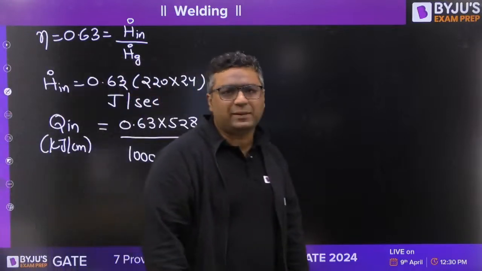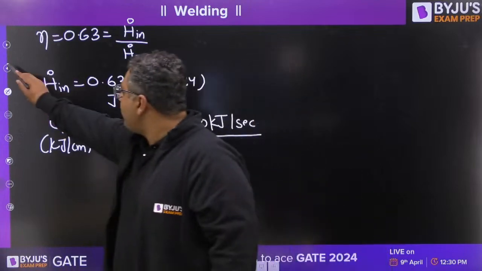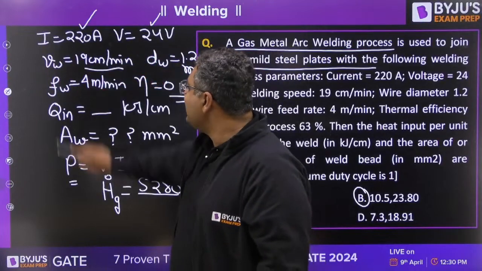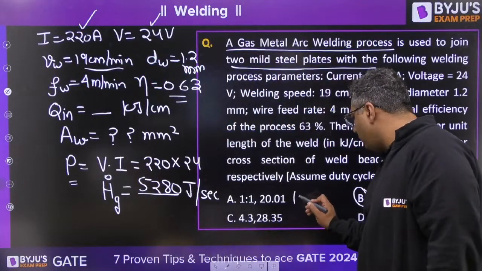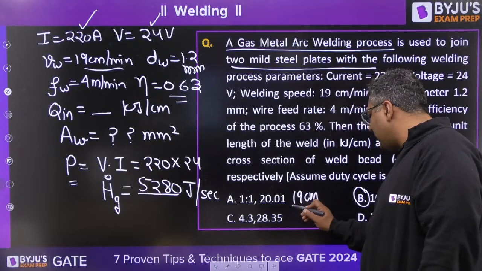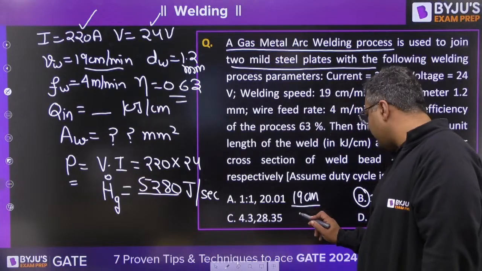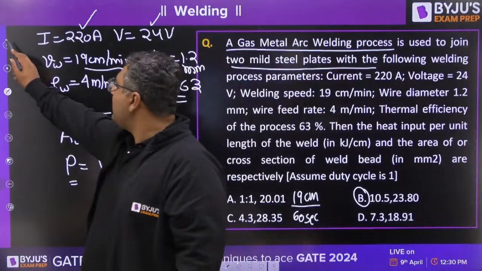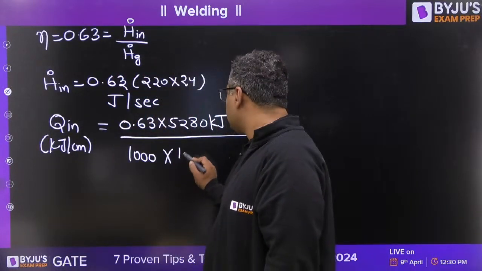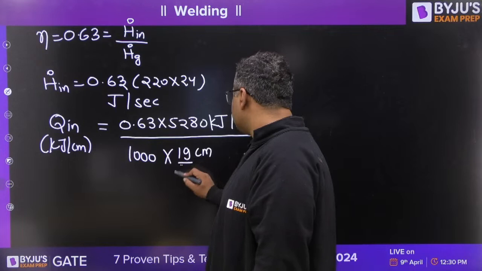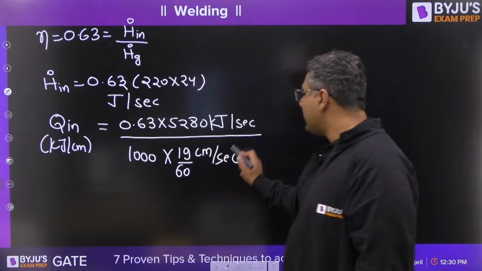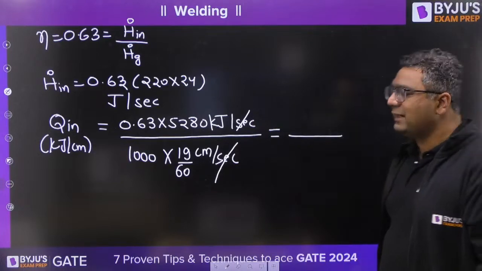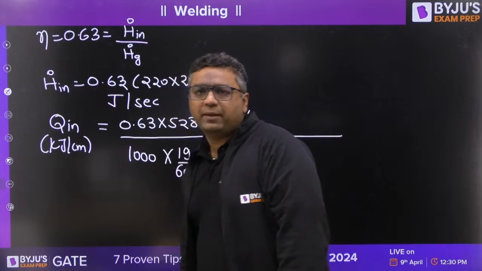Now it becomes kilojoule per second. Now we already have the velocity, the speed. Speed is nothing but 19 centimeter per minute. First of all, we need centimeter per second, so 1 minute is 60 seconds. So we put 19 centimeters in 60 seconds. The second will get cancelled out, and you will be getting the heat input in kilojoule per centimeter.